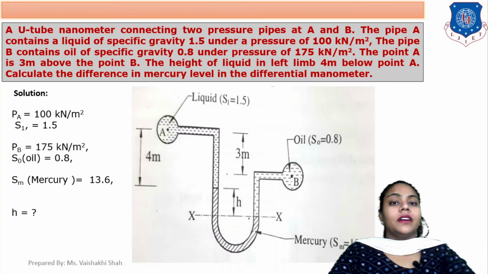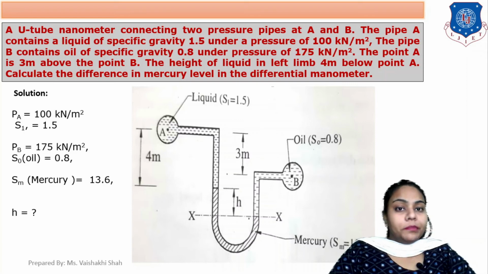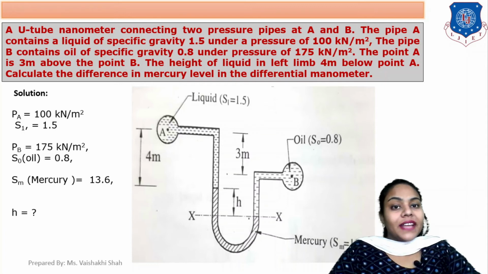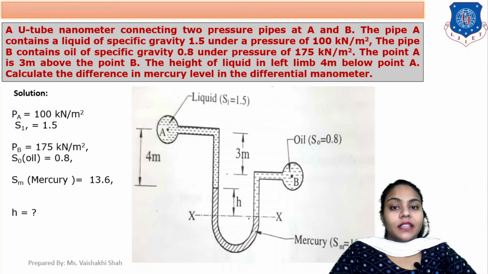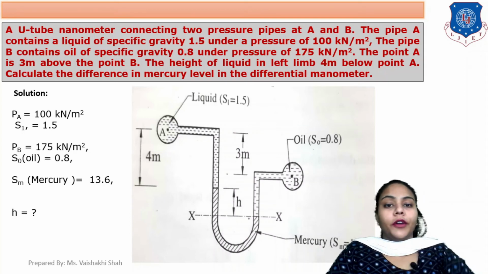Okay. So here in this diagram there is a point A and point B, both at a different level. Point B is 4 meter below point A. This is given to you. Now point A is 3 meter above point B.